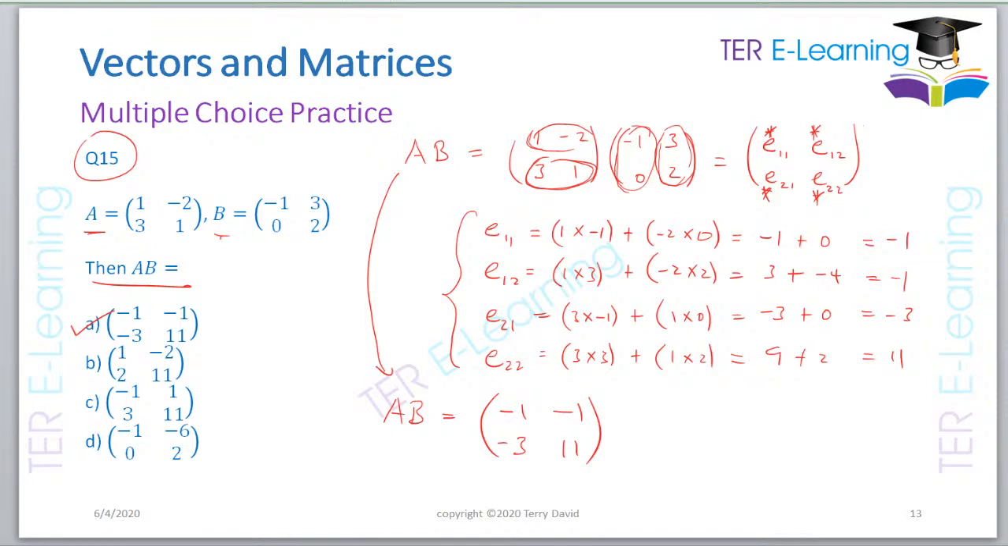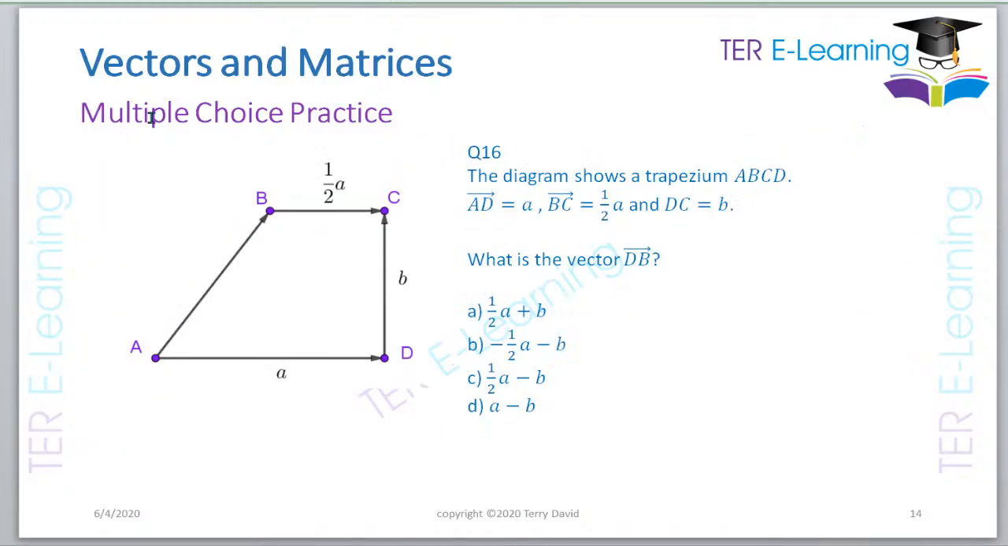So let's move on to the next question now. What's the next question? Next question is question 16, which is another vector question. So in this question here, we have a trapezium. So I've given you what AD, BC, and DC are. The question wants to know what is the vector DB. So question 16.